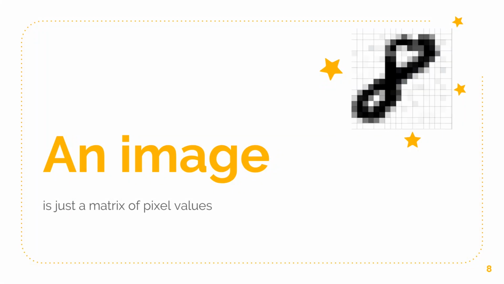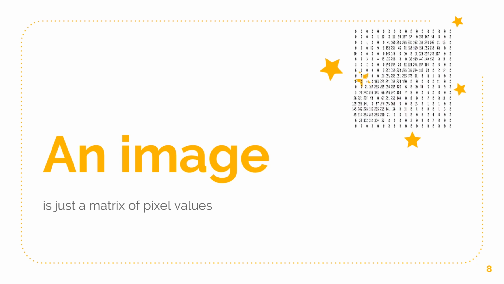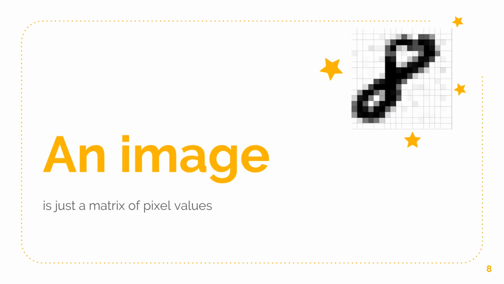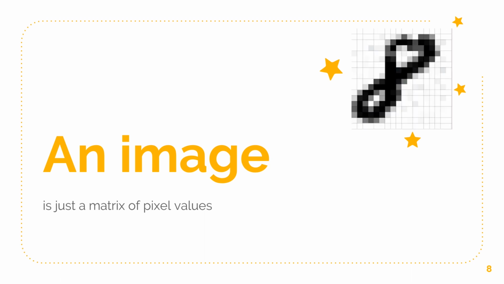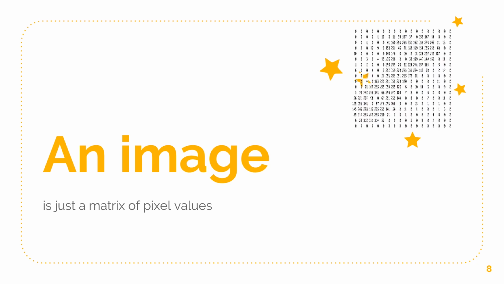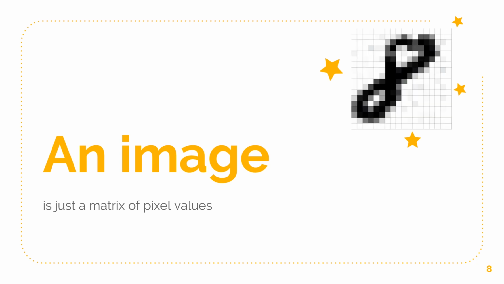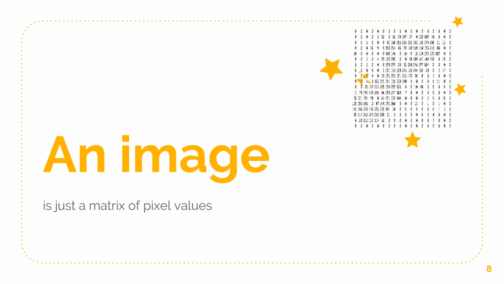An image is just a matrix of pixel values. If it is a colored image, it probably has 3 channels, red, blue, green. If it is a grayscale image, it will contain only 1 channel.